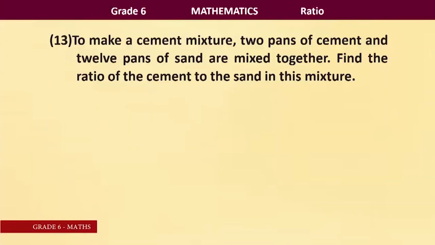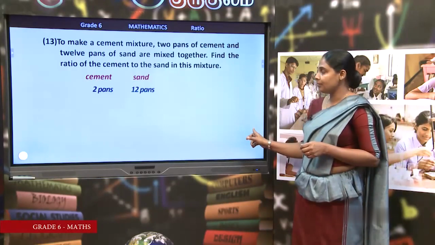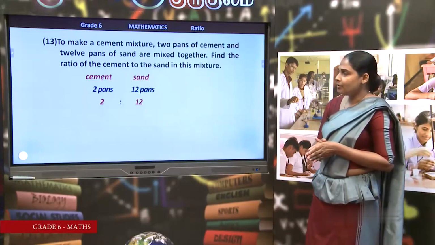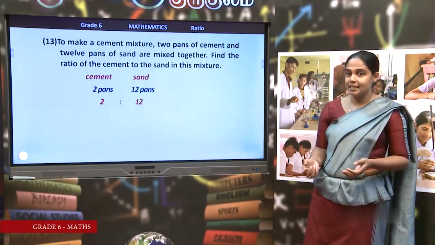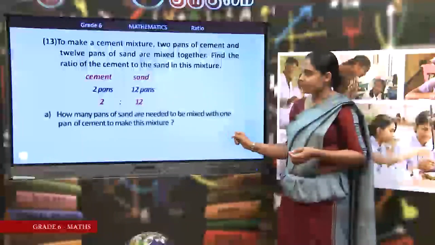To make a cement mixture, 2 pans of cement and 12 pans of sand are mixed together. Find the ratio of the cement to the sand in this mixture. It is very easy because the number of cement pans and sand pans are given. Now what is the unit here? The unit is pans. Cement and sand, 2 pans and 12 pans, then the ratio is 2 to 12. Now we know how to write down the ratio. Then go to the next part.